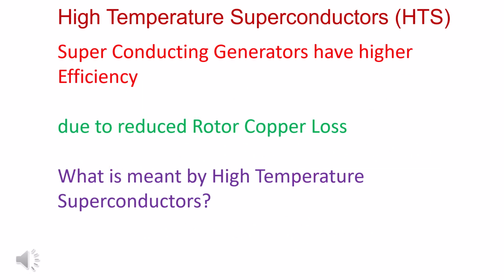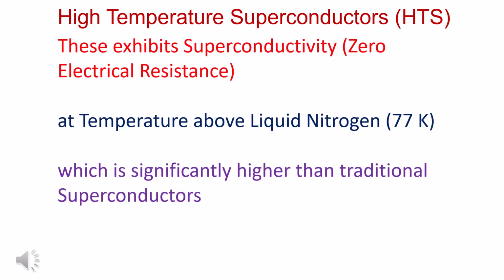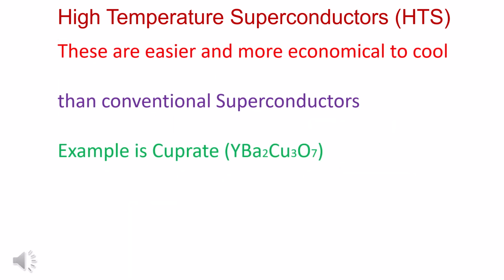Superconducting generators have higher efficiency due to reduced rotor copper loss. What is meant by high temperature superconductors? These exhibit superconductivity, that is, zero electrical resistance, at temperatures above liquid nitrogen, 77 Kelvin, which is significantly higher than traditional superconductors. These are easier and more economical to cool than conventional superconductors. An example is the cuprate YBa2Cu3O7.